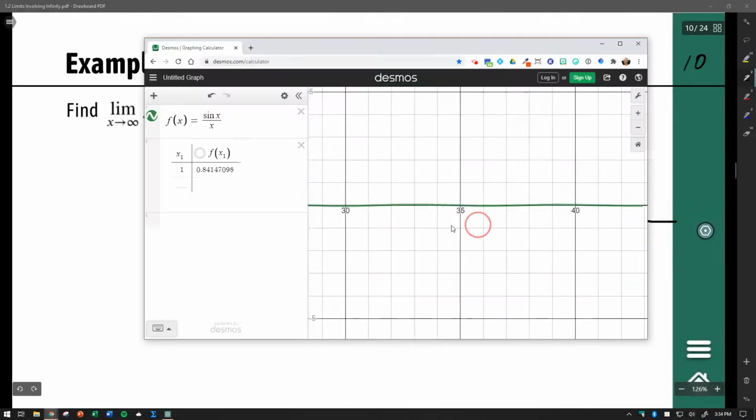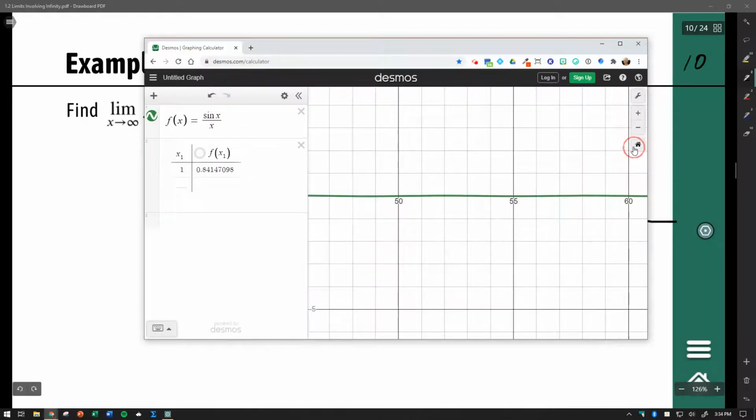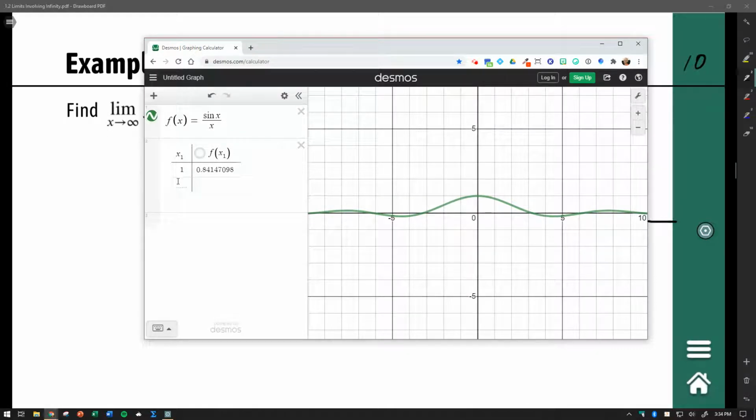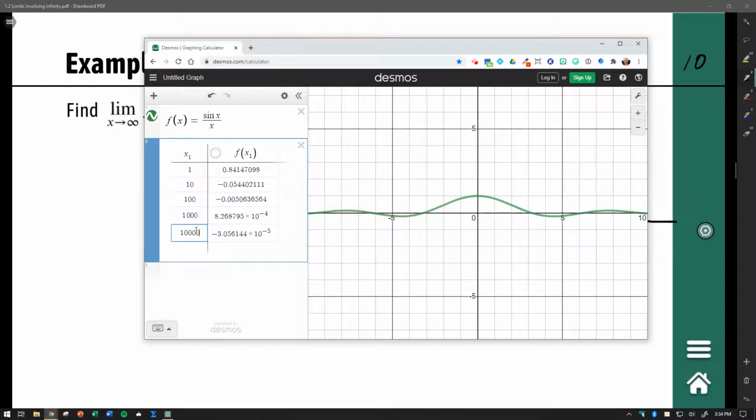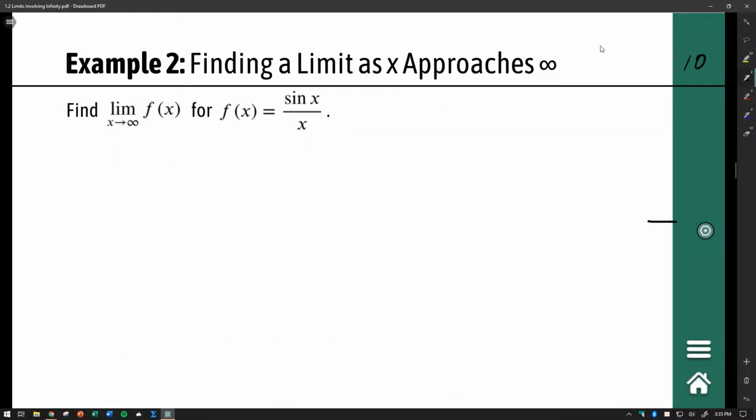but it does seem to flatten off as things get big. So we can go back home here, and then I even put up a table, and we can show, okay, so what happens at 10, what happens at 100, what happens at 1,000. Look how close we're getting to 0. So I'm pretty sure by both graph and table, I know what the limit is. I'm going to even write it down here. The limit as x goes to infinity of the sine of x over x is 0.